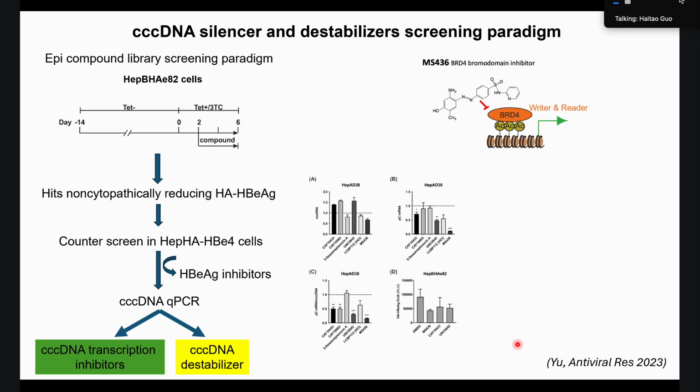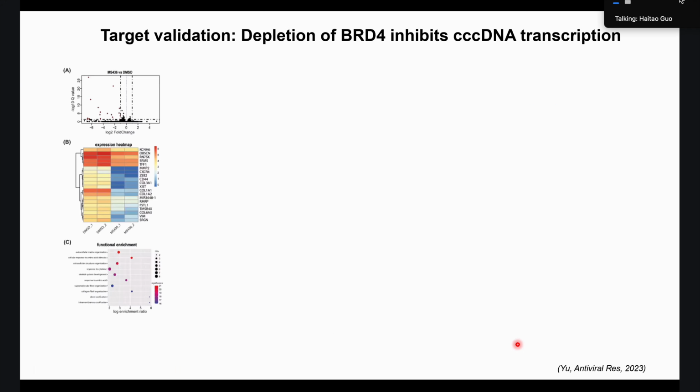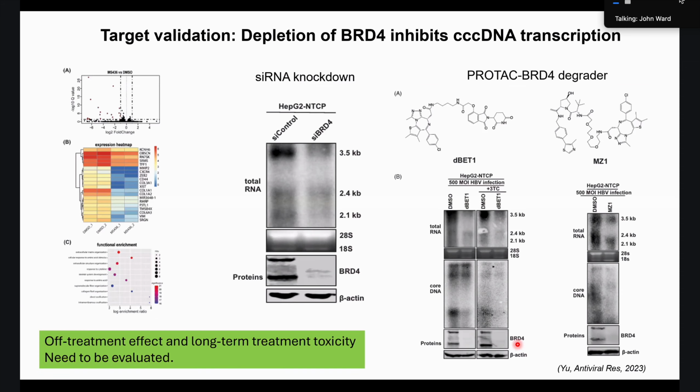This is a BRD4 inhibitor, which inhibits BRD4's reader activity. And this just validates how the compound works. It reduces the E antigen, reduces the cccDNA, and also changes the epigenetic status of the cccDNA. This validates the target, and through knockdown of BRD4 or use of a PROTAC to degrade BRD4, you can basically recapitulate the same effect of the MS436 compound. But the off-target effects and long-term treatment toxicity need to be further evaluated.